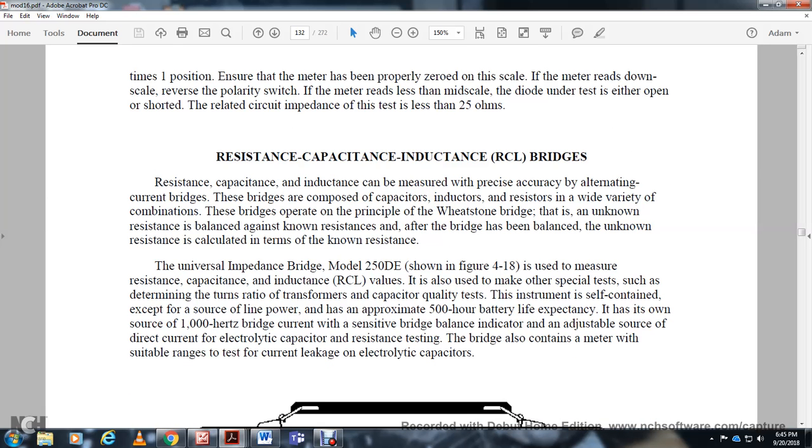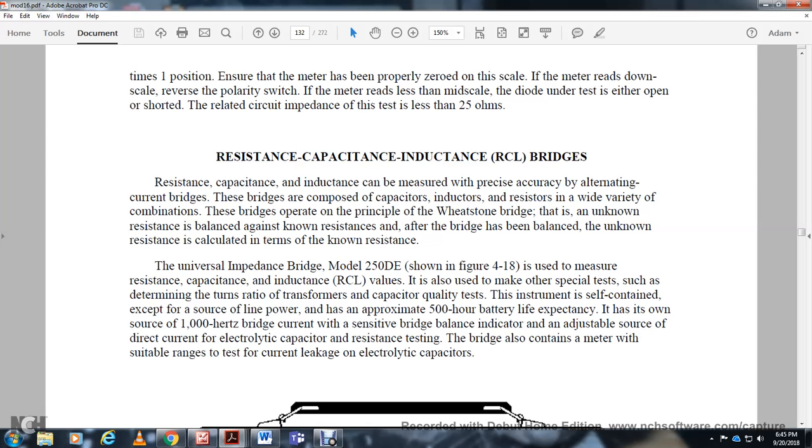Alright, resistance, capacity, inductance bridge. The resistance, capacity and inductance can be measured with precise accuracy with the alternating current bridge. The bridge is coupled with the capacitor, inductor and resistor for a wide variety of combinations. It operates on the principle of the Wheatstone bridge: the unknown resistance is balanced against a known resistance, and after the bridge has been balanced, the unknown resistance is calculated in terms of the known resistance. The universal impedance bridge, model 250DE, is shown in figure 418.